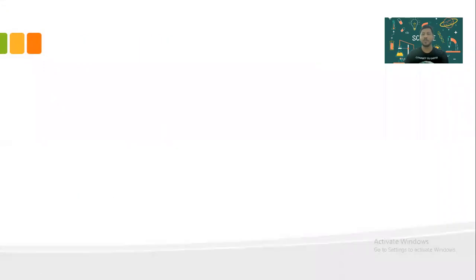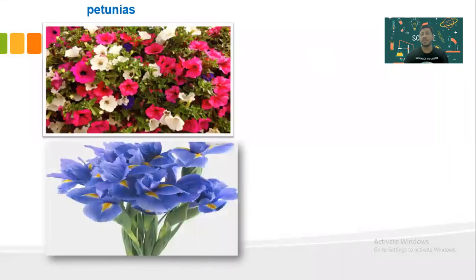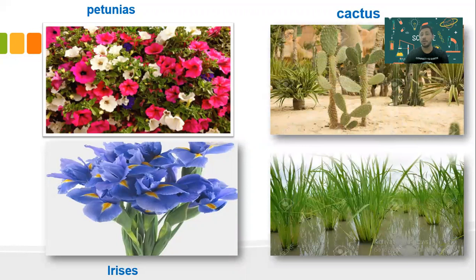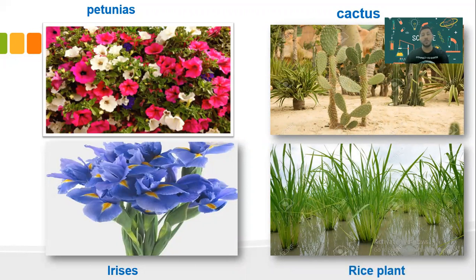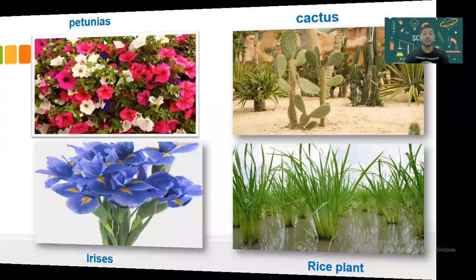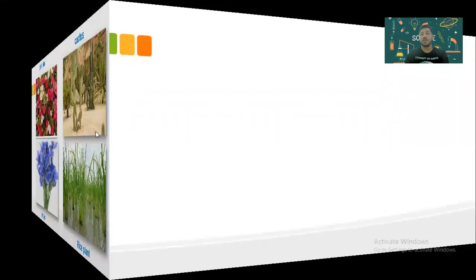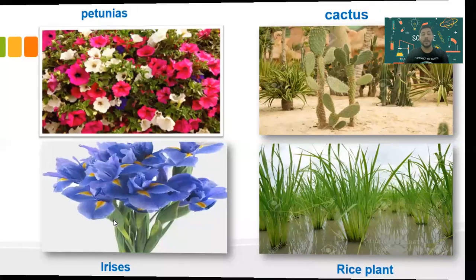The amount of sunlight and water the plants need can be different from one type to another. For example, cactus can grow in a dry environment where there is less water. In contrast, rice needs a huge amount of water to grow. Some plants need a great deal of sunlight, like petunias. In contrast, irises can grow in shady places.